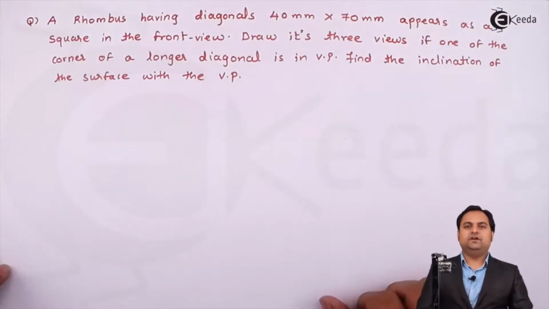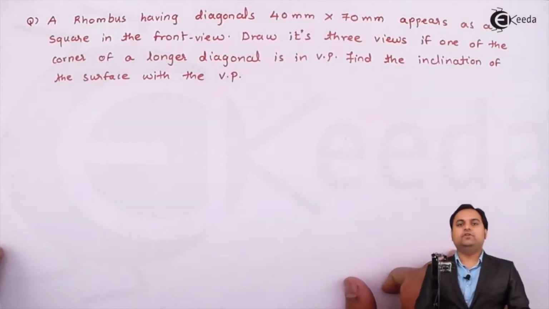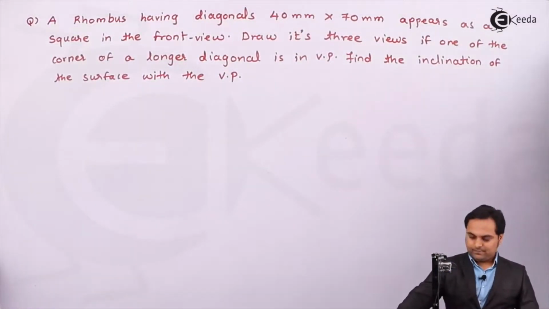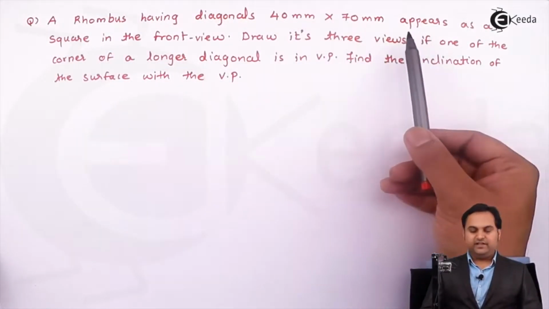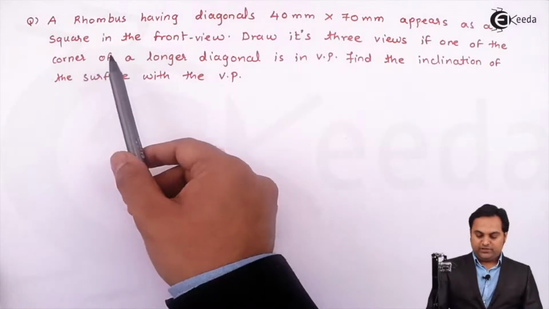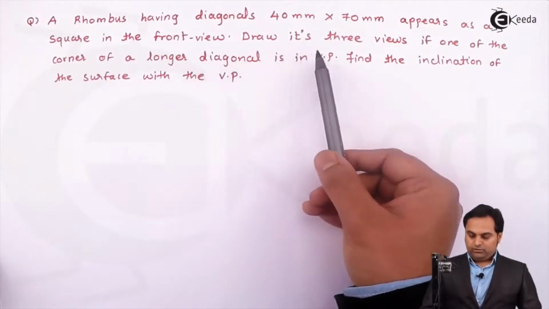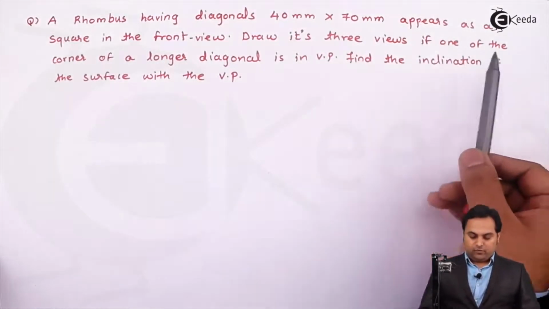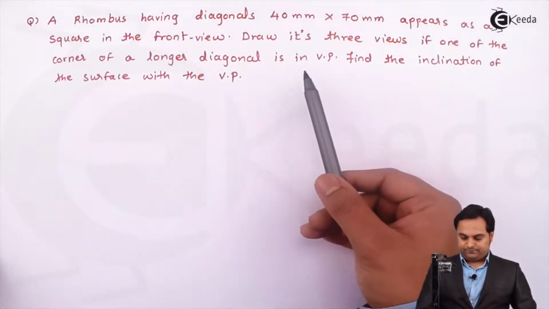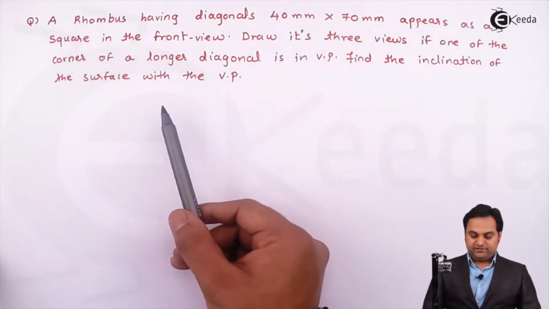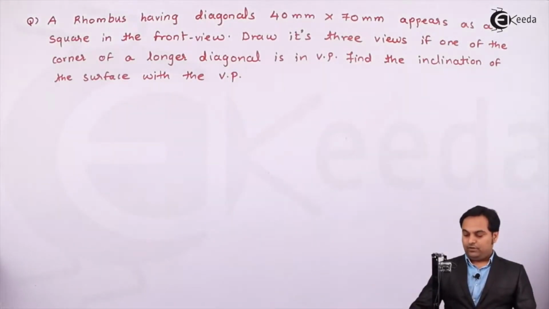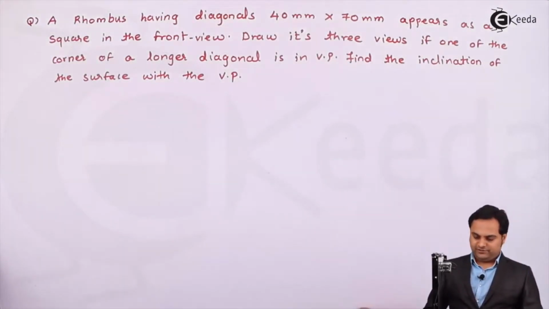In this video, we will see a problem on projection of planes. For that, here is the question. A rhombus having diagonals 40 mm into 70 mm appears as a square in the front view. Draw its three views if one of the corners of a longer diagonal is in VP. Find the inclination of the surface with VP. So this is the question in front of us.